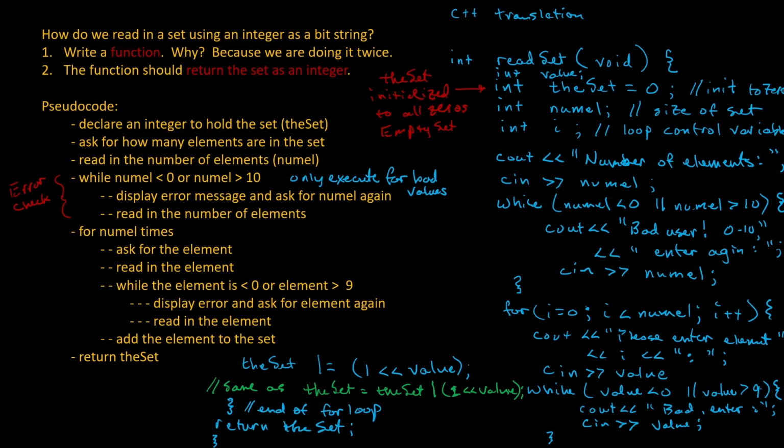So pseudocode. What is going to change on this right-hand side for Java or Python? The input and the output.